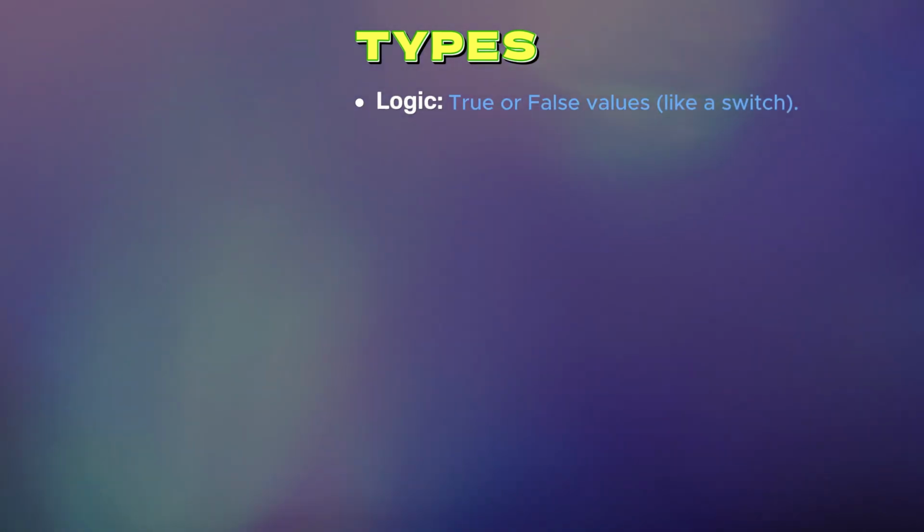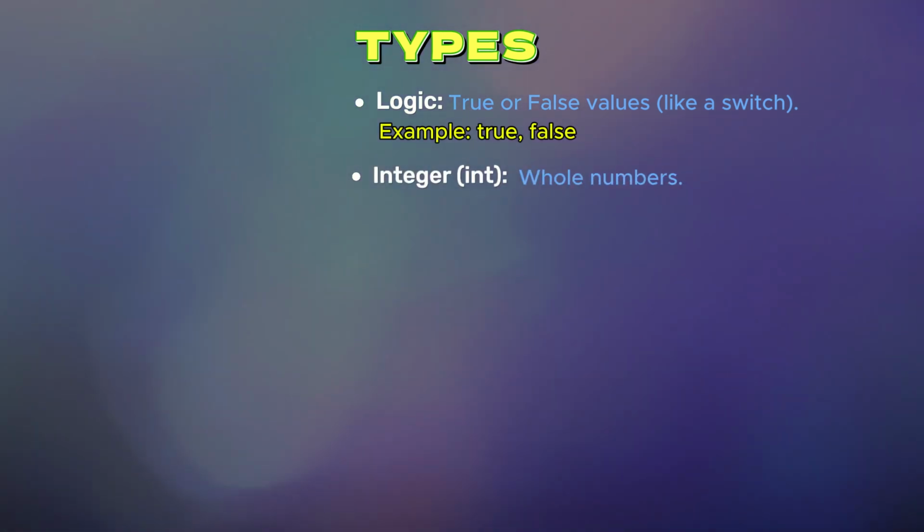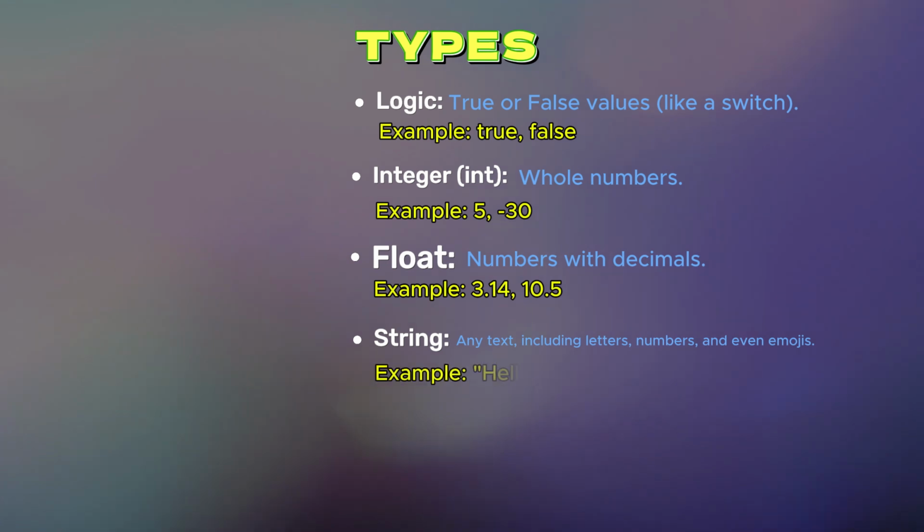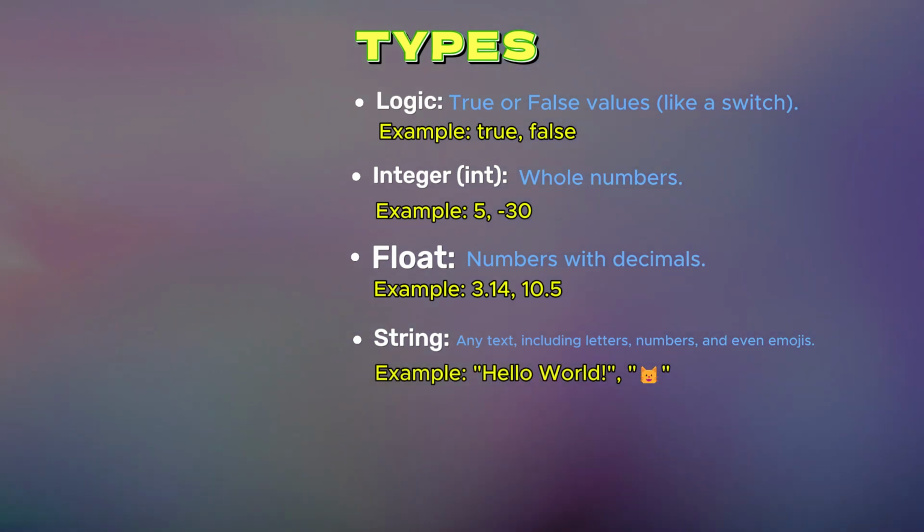Logic, true or false values like a switch. Example, true, false. Integer, int, whole numbers. Example, 5, minus 30. Float, numbers with decimals. Example, 3.14, 10.5. String, any text including letters, numbers, and even emojis. Example, hello world.